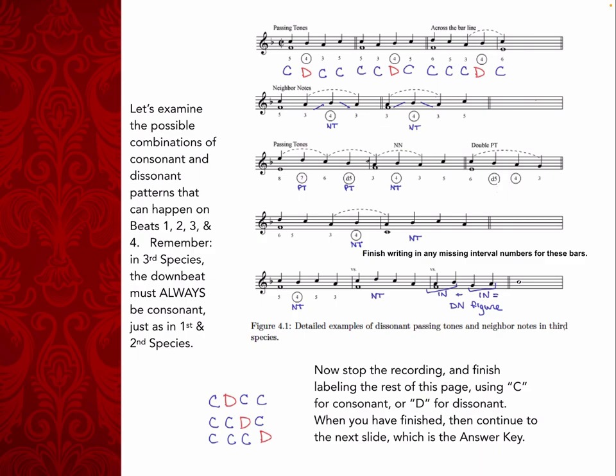Next bar. Okay, now the dissonance happened on beat 2. Okay, let's go over a bar line. So now it happened on beat 4.